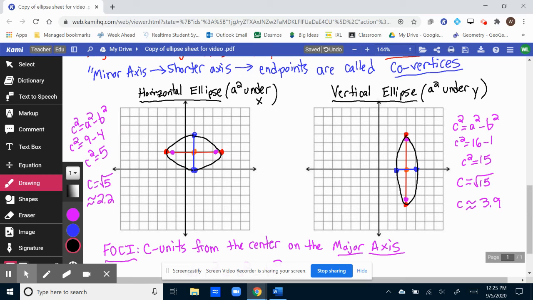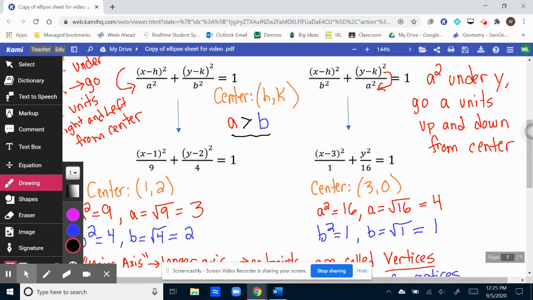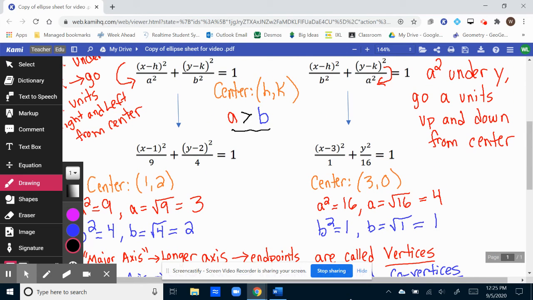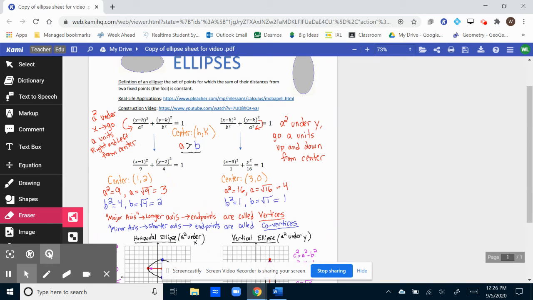And you can always tell that from the equation, based on which denominator is larger. So on the left, the larger denominator, 9, is under x. On the right, the larger denominator is under y. When the larger denominator is under x, you're going to have a horizontal ellipse. When it's under y, you're going to have a vertical ellipse. Okay, so now we're done graphing and figuring out all this important information about these equations.